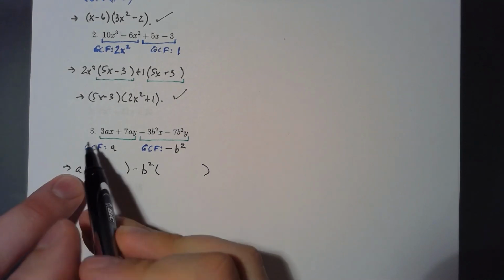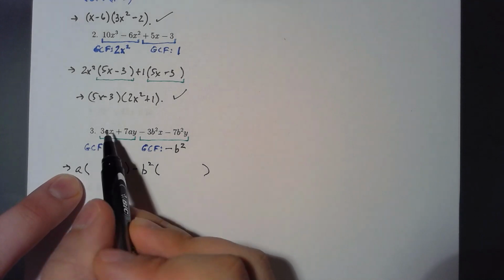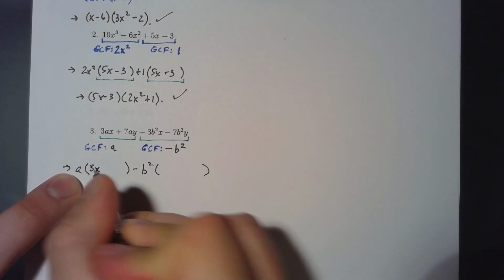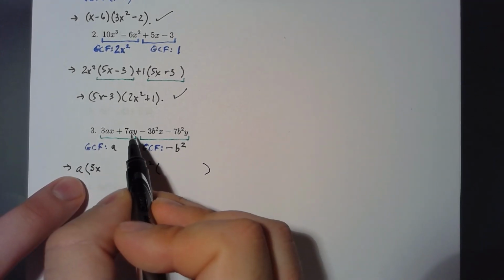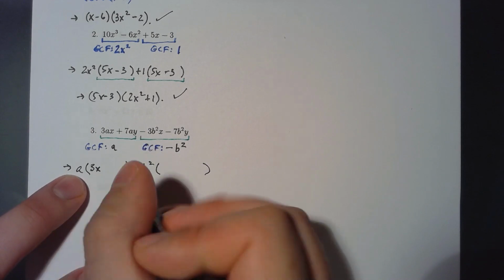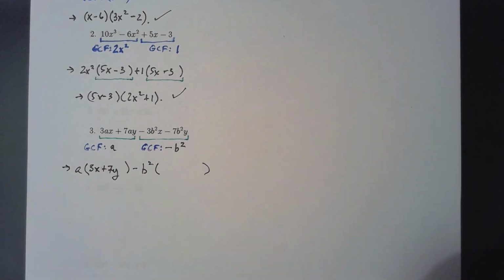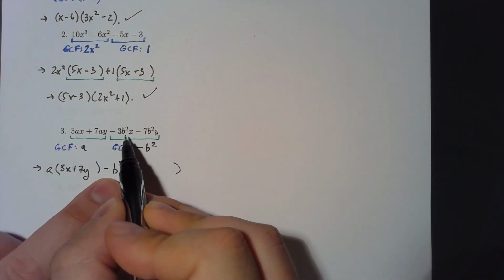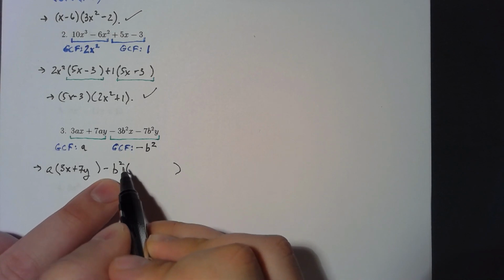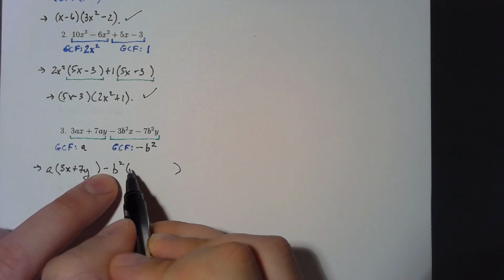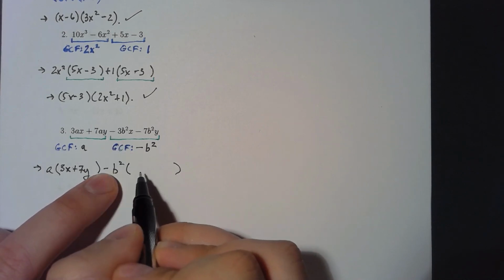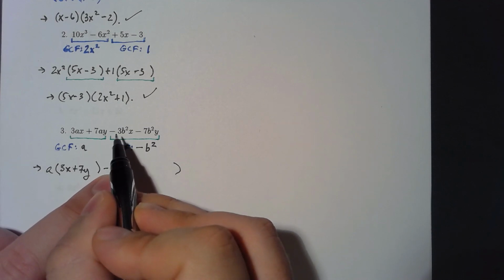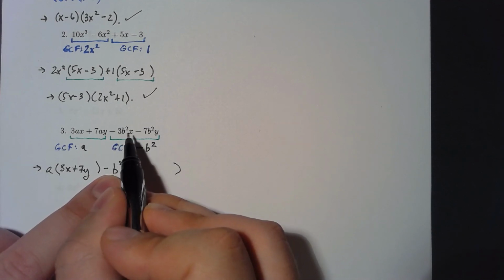So when I factor A out of 3AX, what's missing? The 3 and the X. When I factor A out of this, what's missing? The 7 and the Y. Right? Okay. When I factor this out of this one, what's missing? A negative times a positive is going to give me negative, so this will be positive. So I have a minus, so I have a 3 and an X missing, right?